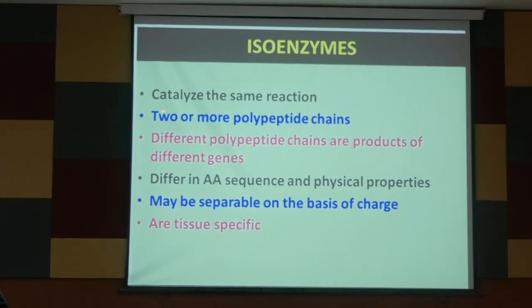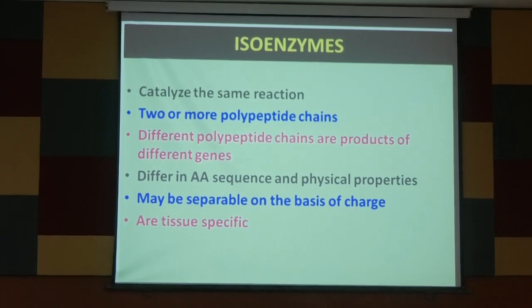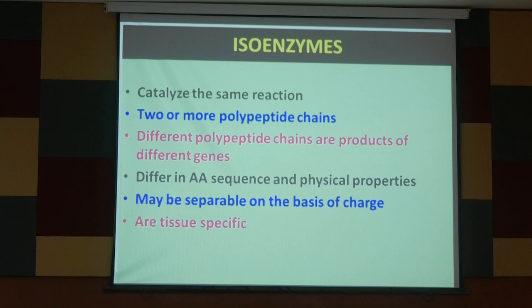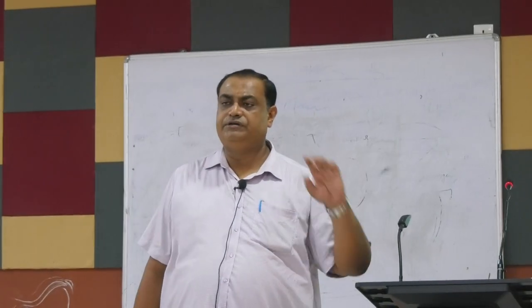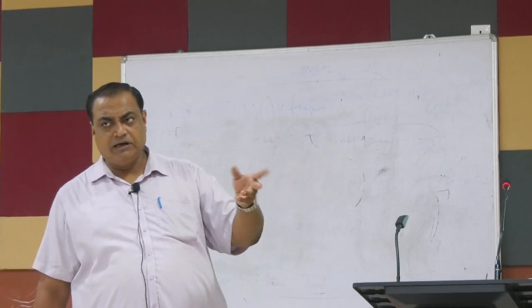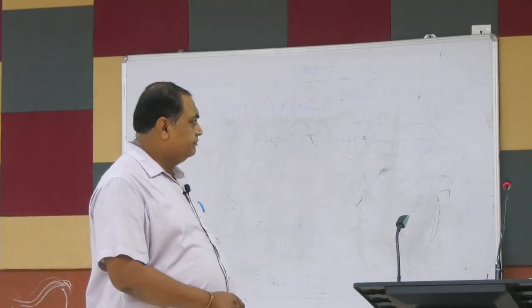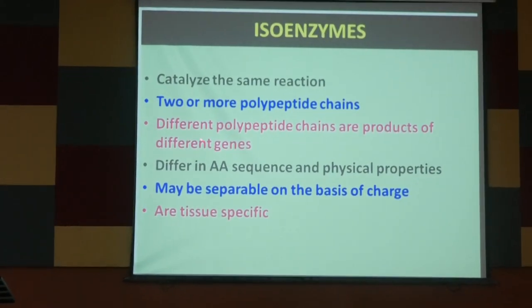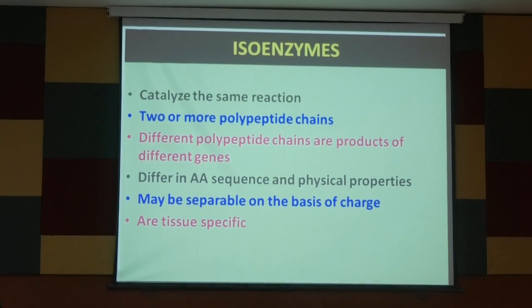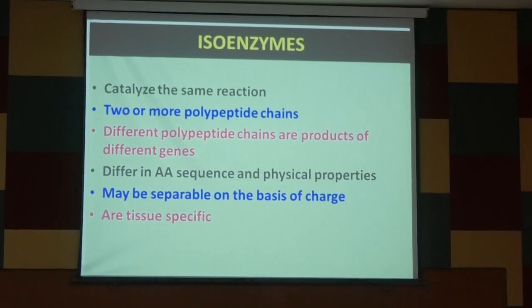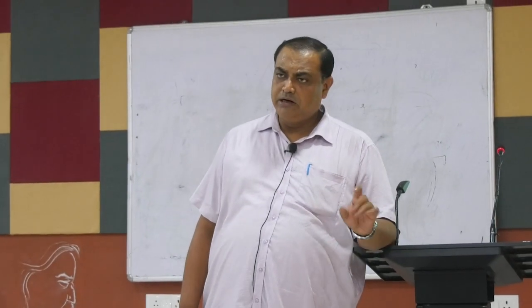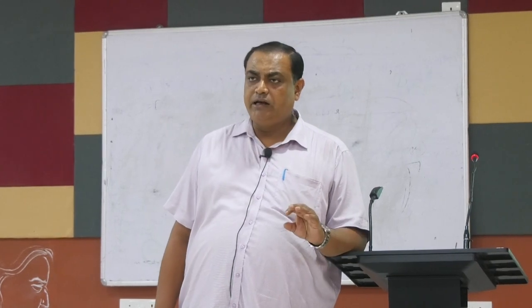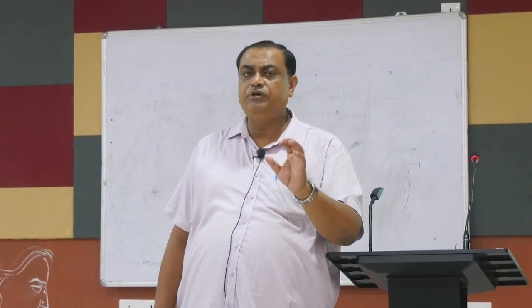They catalyze the same reactions, and they might contain two or more polypeptide chains. It has been seen that 99% of enzymes, including isoenzymes, have more than one subunit. So this gives a way for differentiation. Different molecular chains are products of different genes. Now these genes are present in all cells. Every cell in our body contains all the genes for all the proteins, yet it depends on the tissue whether some will be expressed and some will not.